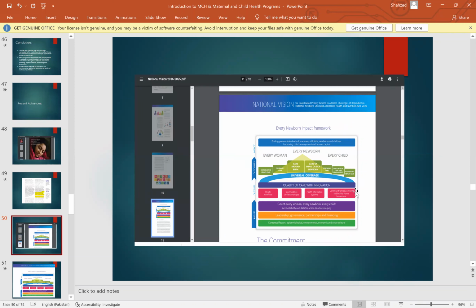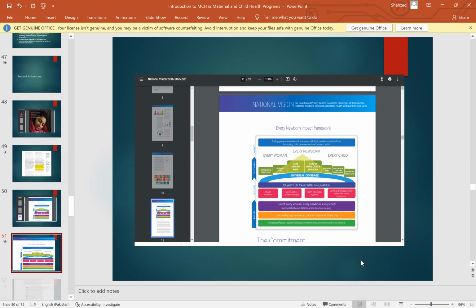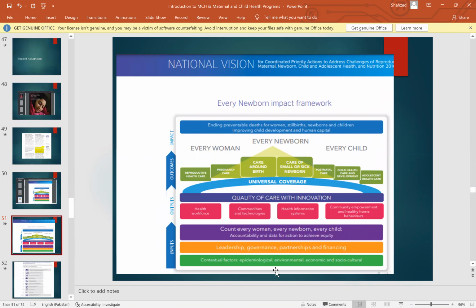In this national vision, there is the Every Newborn impact framework. If we say, it has inputs, outputs, outcomes, and impacts. For the inputs: the contextual factors, epidemiological, environmental, economic, and social pressures. Then the leadership, governance, partnership, and financing. And count every woman, every newborn, every child. Then the outputs are health workers, commodities, technology, health information, community empowerment. Then the quality of care with innovation.